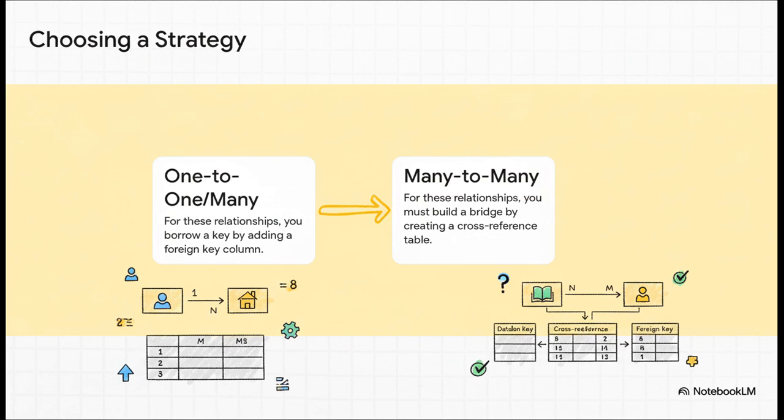Well, it all comes down to the relationship's cardinality, which is really just a fancy word for how many things on one side can connect to things on the other. And here's the rule of thumb. If it's a one-to-one or a one-to-many relationship, you just borrow a key. But if it's a many-to-many relationship, you don't have a choice. You have to build that bridge.